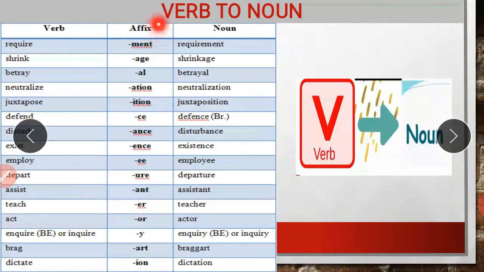So affixes, we have to add to these words. Verb, shrinkage, betray, betrayal, neutralize, -IZE. British English and American English are different, so that's why we can use -ISE. Some other words with -IZE. So neutralization, juxtapose, juxtaposition, different and difference. Likewise, it is given, so it is the change of the forming words, conversion.